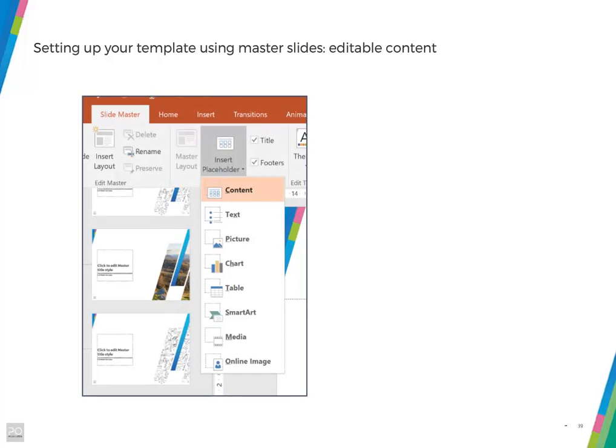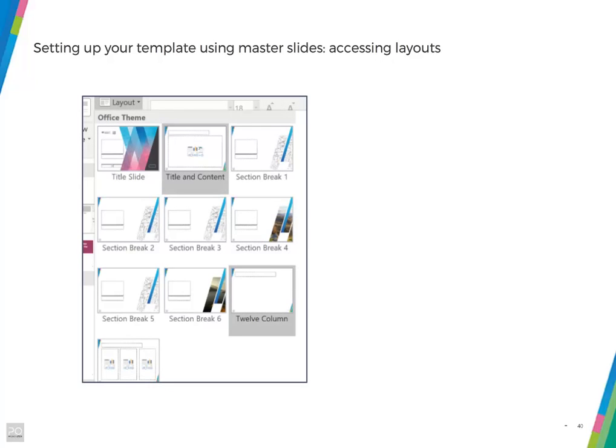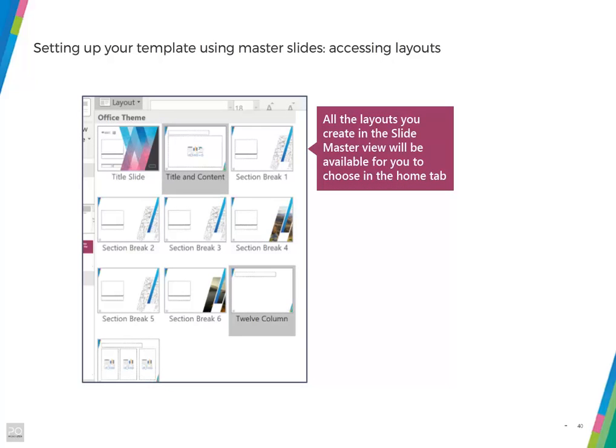If you'd like to make changes to a child slide, you can do this in Slide Master View. To add editable elements to your layouts, like headings and text boxes, use Insert Placeholder in the Slide Master drop-down menu. For fixed content that you'd like to keep on a slide and be uneditable, like a security classification, you can use the regular text, picture and shape insert options. All the child layouts that you created in the Slide Master view will be available to you in the front end using the Home tab, including the title slide, section break slides, and any other slides you may have developed.